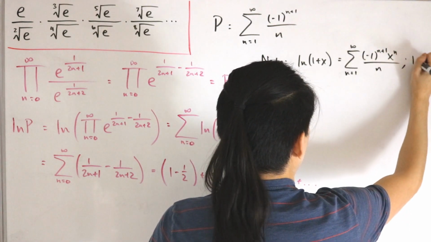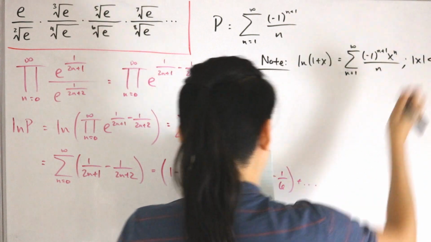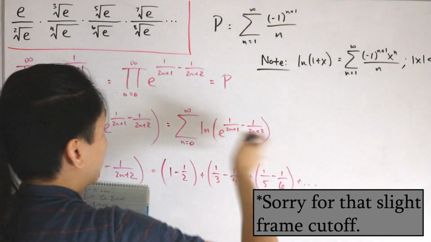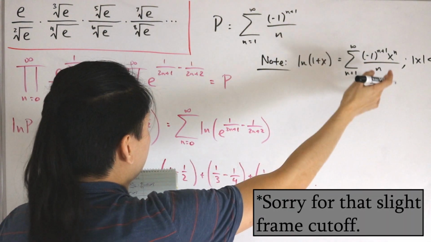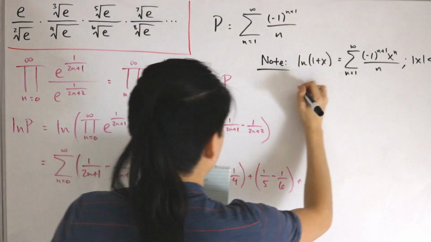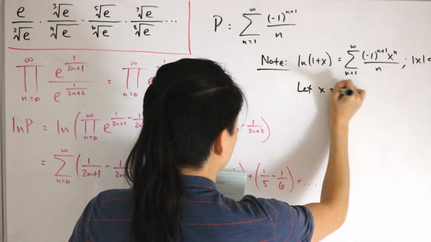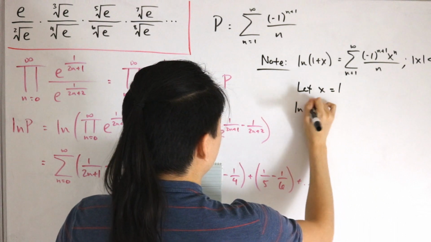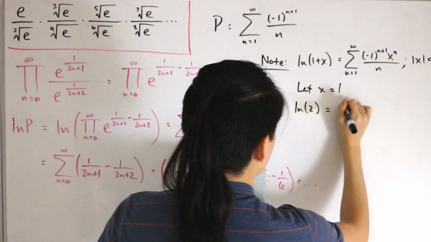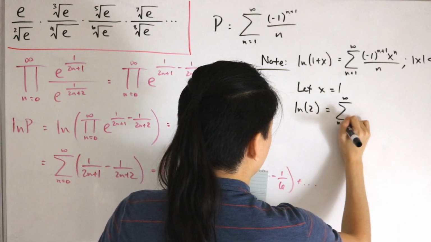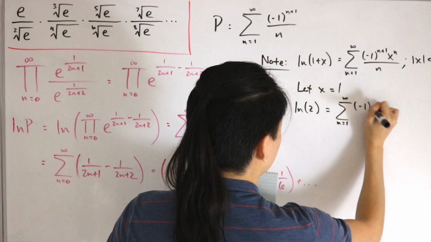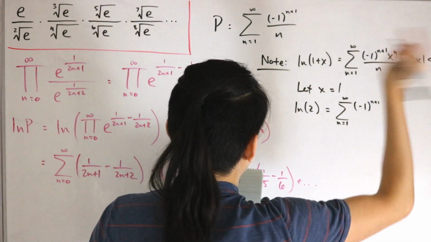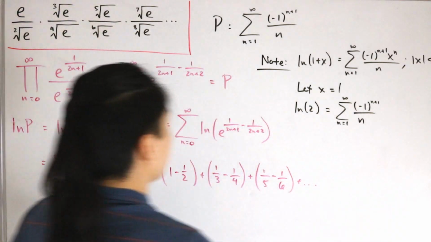This holds for the absolute value of x strictly less than 1, and it also converges such that if I let x equal 1, it still works in this situation. So let x equal 1. Then ln of 2 is, if I just plug this in, the infinite sum from n equal 1 of -1 to the power n plus 1, which is just 1 to the n, so it's just 1, and then divided by n. And there we have it.